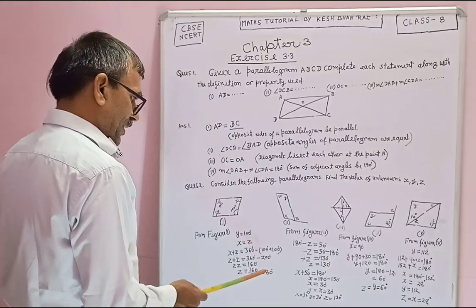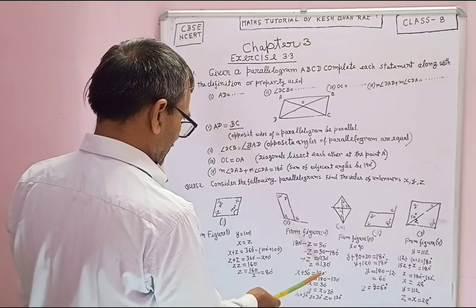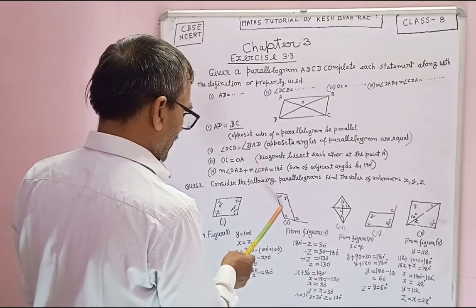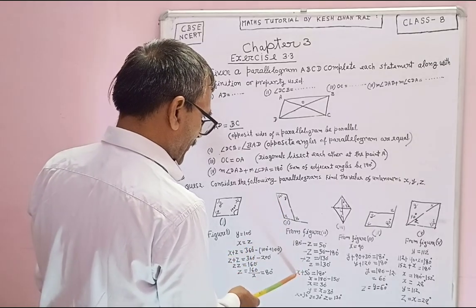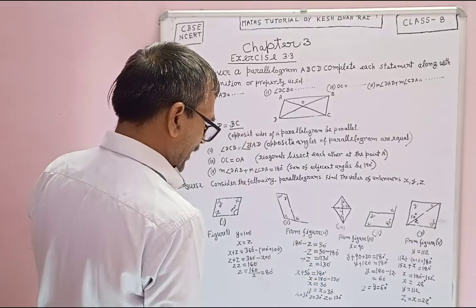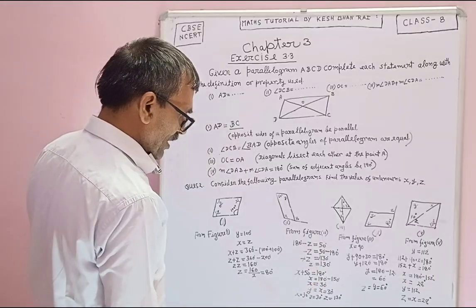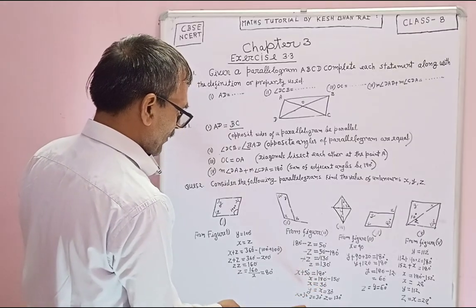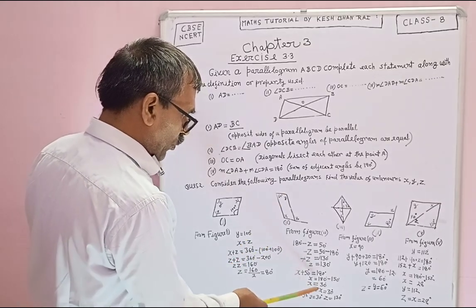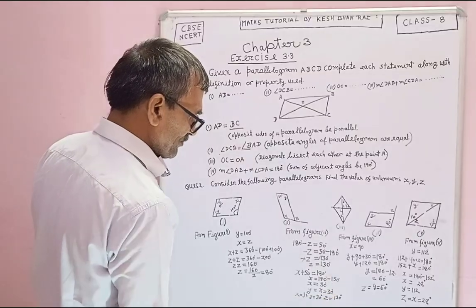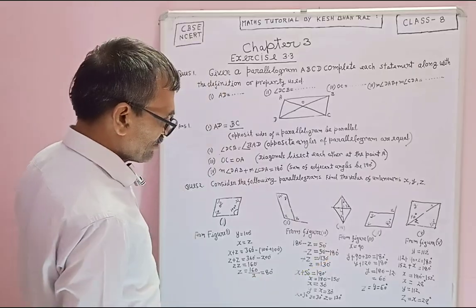So x plus 50 is equal to 180, as x and 50 are adjacent angles. Therefore x is equal to 180 minus 150, that is 30. So y is equal to x because opposite angles of a parallelogram are equal. So y is equal to x is equal to 30 degrees. Therefore x is equal to 30, y is equal to 30 and z is equal to 130.